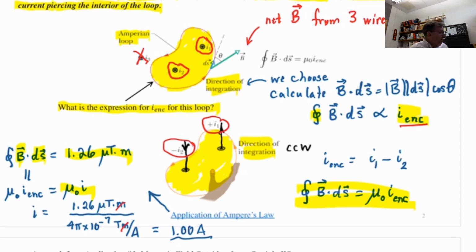Okay, so if you have a closed mathematical loop and you want to apply Ampere's law to it, Ampere's law tells you that when you integrate B dot ds around the loop once, the magnetic circulation, the number that you get will be equal to just a constant, happens to be mu zero, times the total current that is encircled or enclosed by the loop.